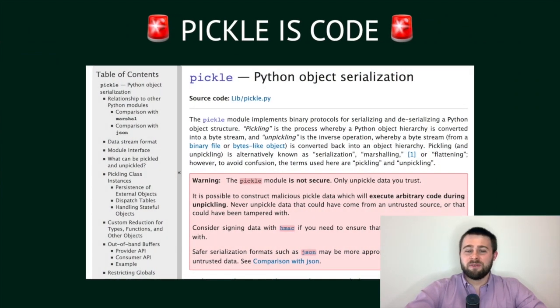The Pickle module does come with a warning saying it's not secure, only use it on Pickle data that you trust. In this case, technically the data was trusted because it was signed with the secret key, but unfortunately the secret key had been given away. So it was like a two-step weakness.